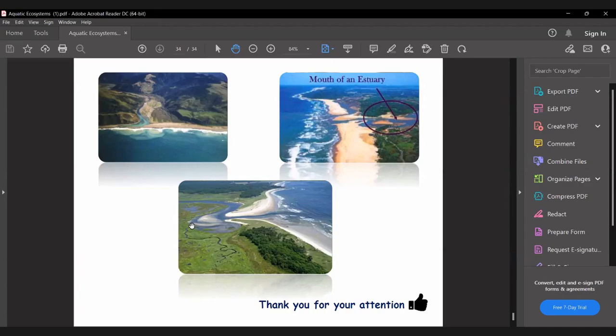So the second question for you is: briefly describe the characteristics of the mangrove ecosystem and their importance. Have you noted that question?